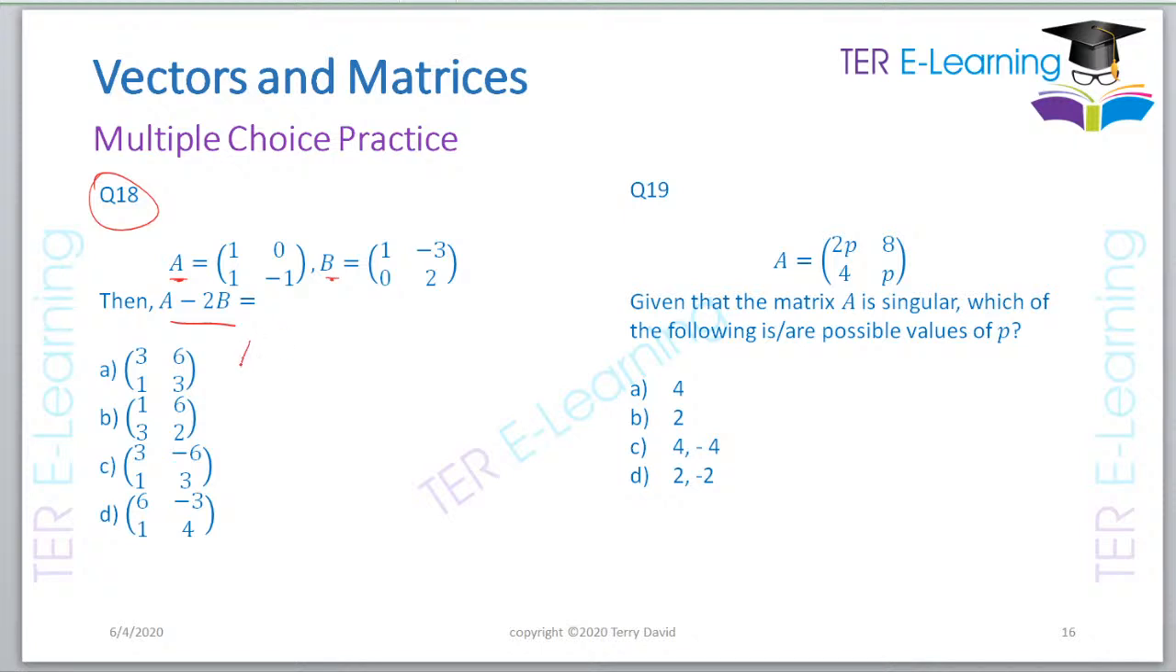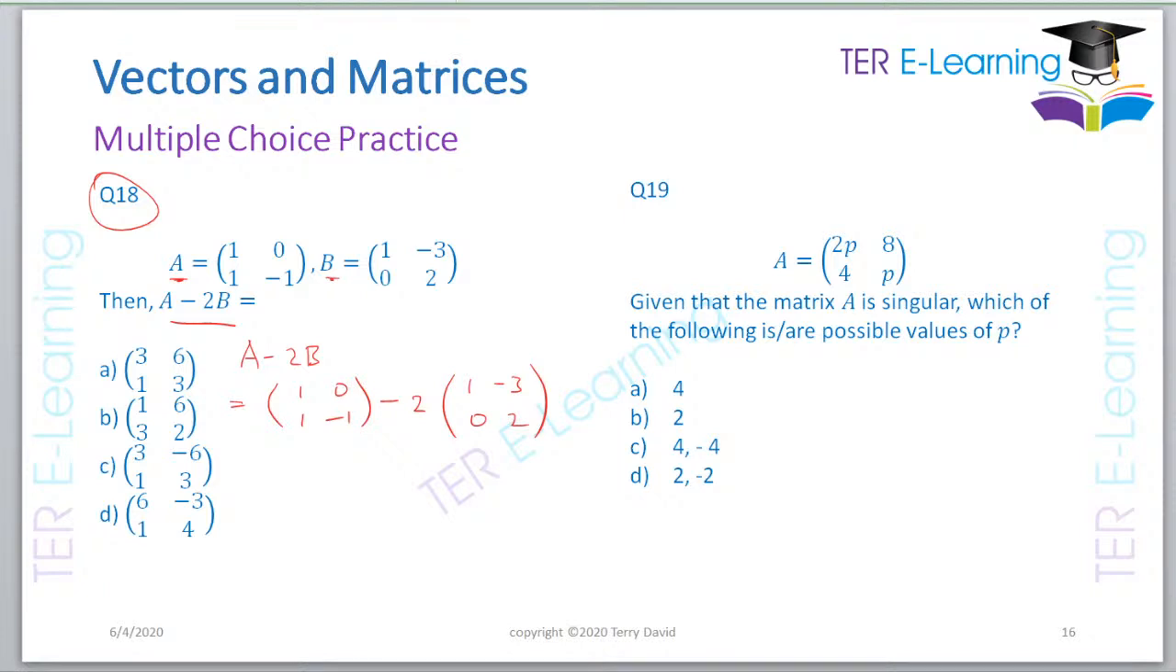You want to work out A minus 2B. So what you're really doing is writing what A is, which is 1, 0, 1, minus 1, minus 2B, which is 2 multiplied by 1, minus 3, 0, 2. When you have a matrix and a number in front of the matrix, that's what we call a scalar multiplication.